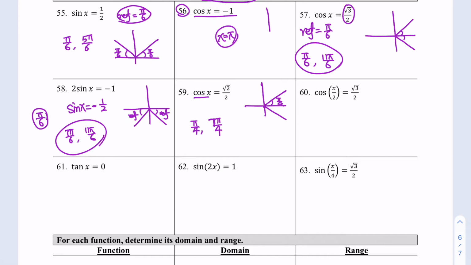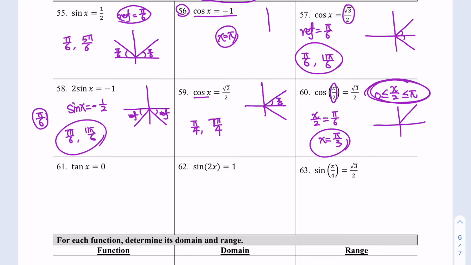Last one, cosine of x over 2 equals square root of 3 over 2. We have to be careful because x is from 0 to 2 pi. So x over 2 will be from 0 to pi. So from 0 to pi, that means in the first two quadrants, cosine of what gives you square root of 3 over 2? Cosine pi over 6. X over 2 equals pi over 6. So x equals pi over 3.